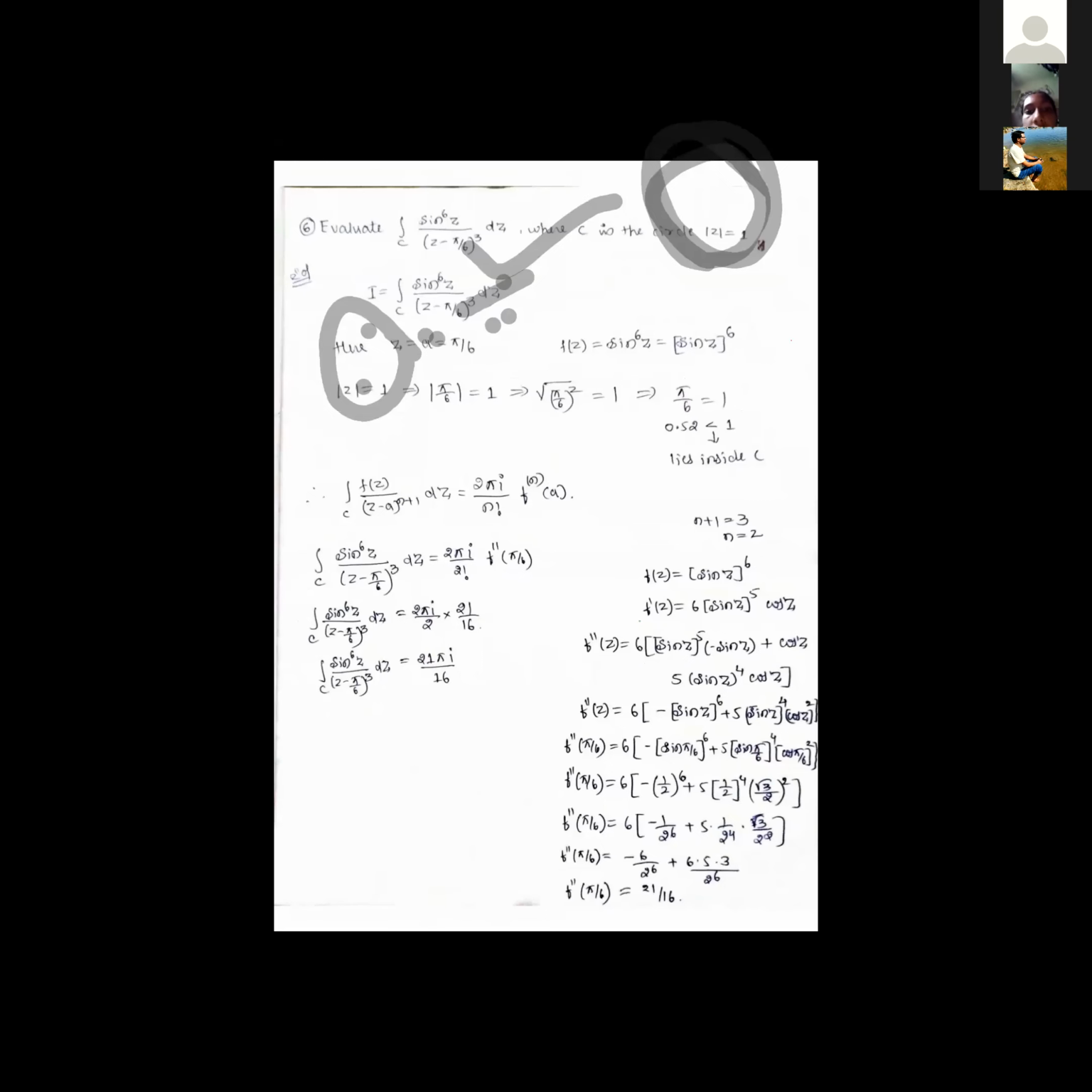And with respect to the given condition, whether it lies inside or outside or on the boundary of the circle, that I had to check. So mod z is equal to 1. But what is z? Z is pi by 6. So mod of pi by 6 is equal to 1. So that is square root of pi by 6 the square is equal to 1.